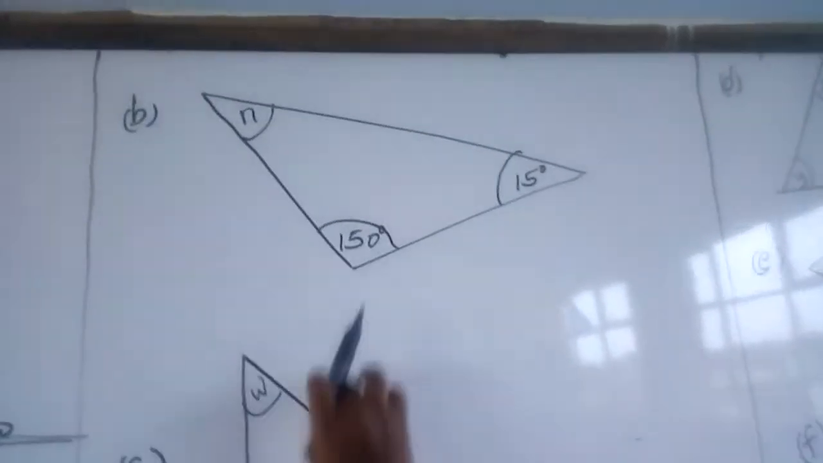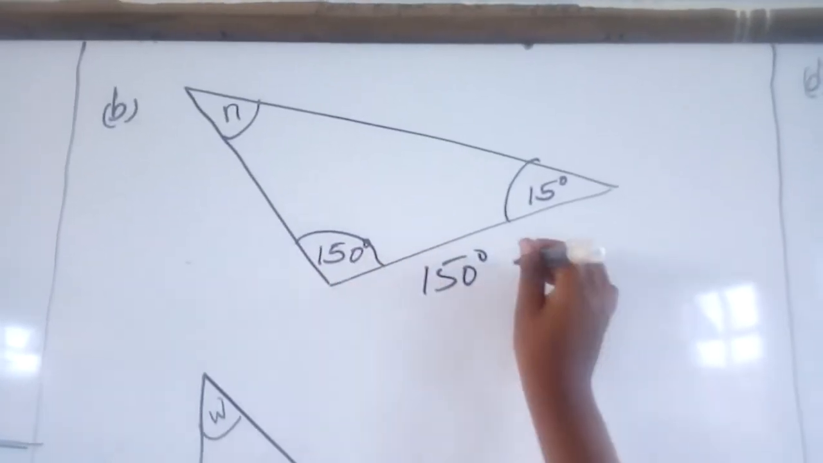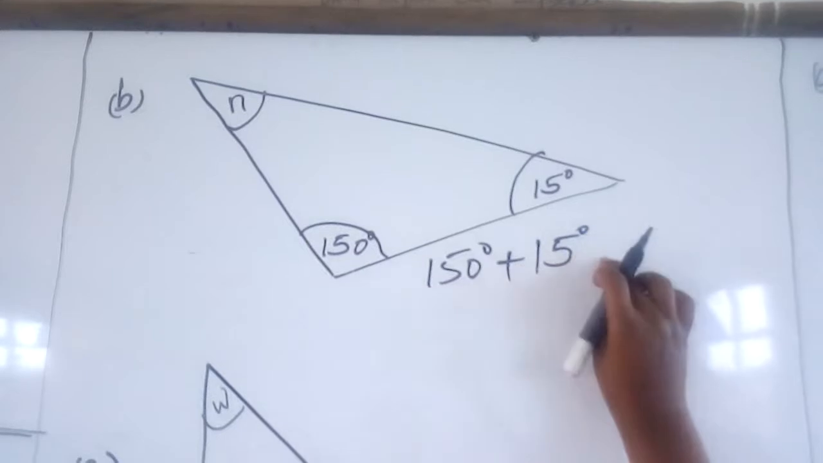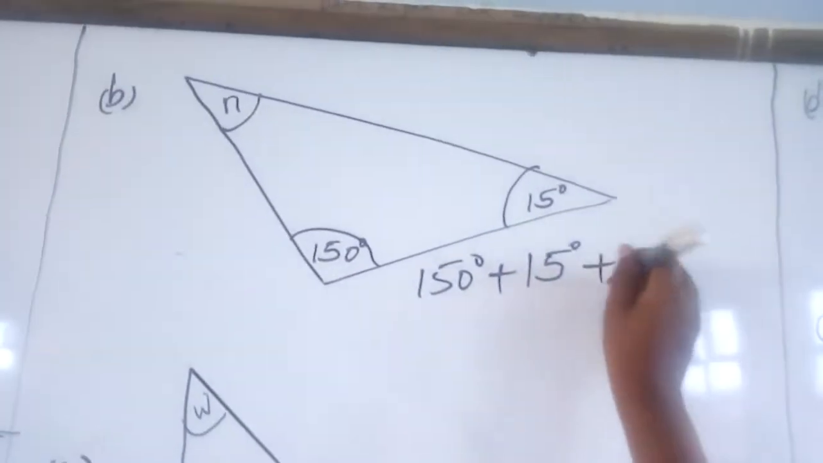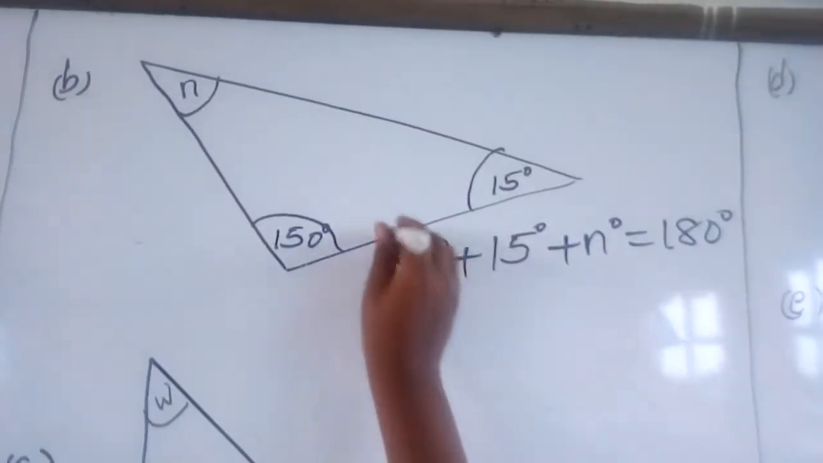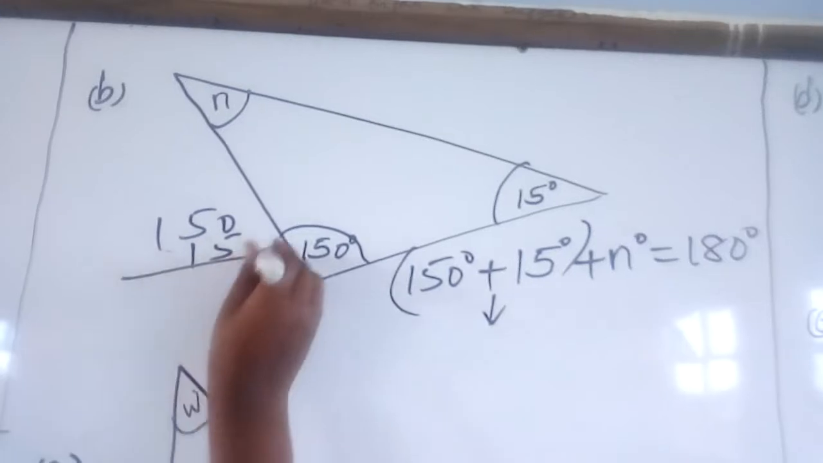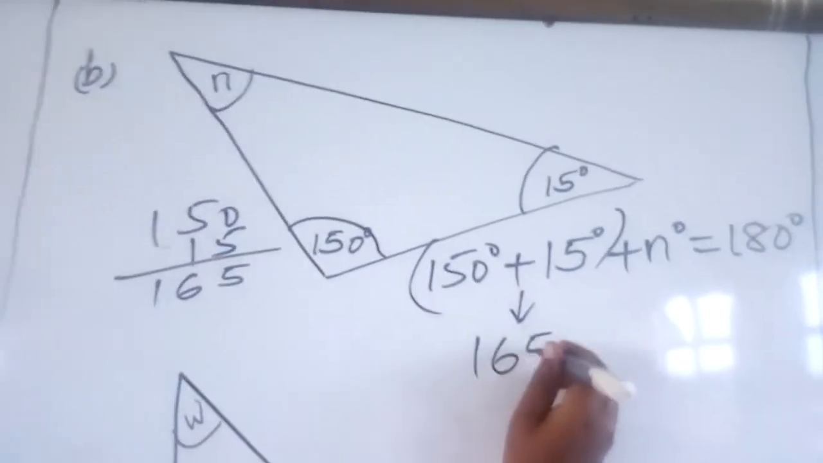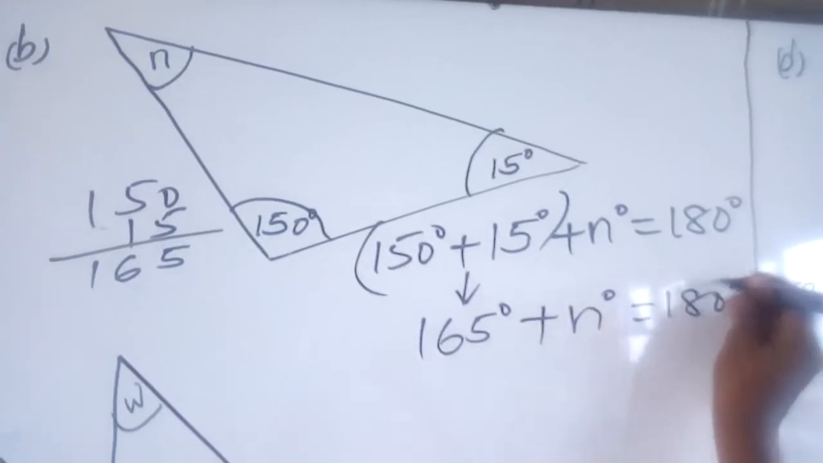Example B. The same way, we say 150 degrees, this is the angle, plus 15 degrees. And not 150, this is a small zero that means degree. Then plus n degrees is equal to 180 degrees. Add what you are given, which is 150 plus 15, this is 5, this is 6, 1. So 165 degrees plus n degrees is equal to 180 degrees.